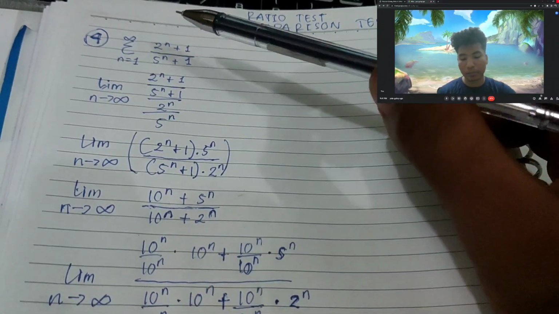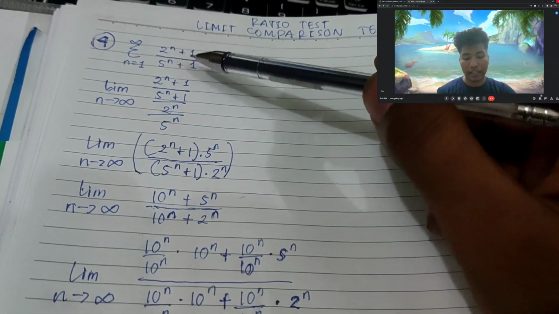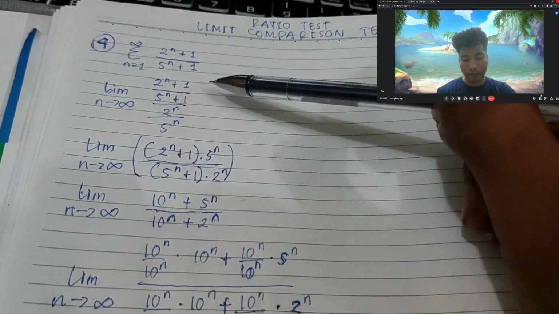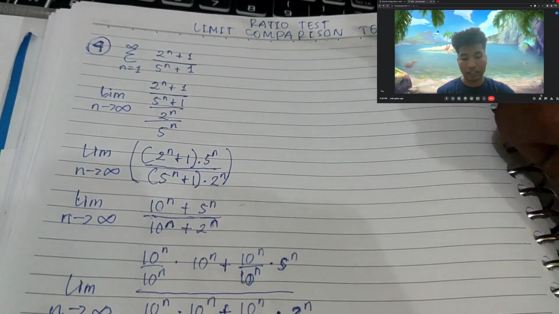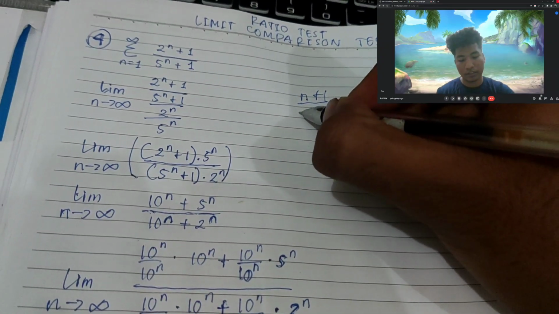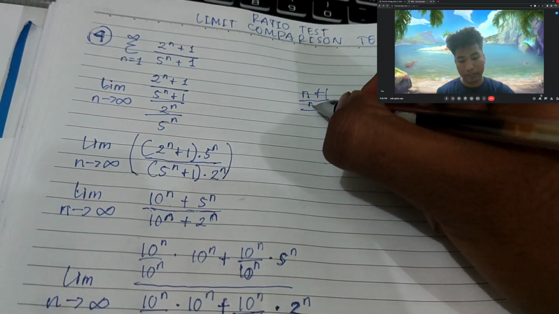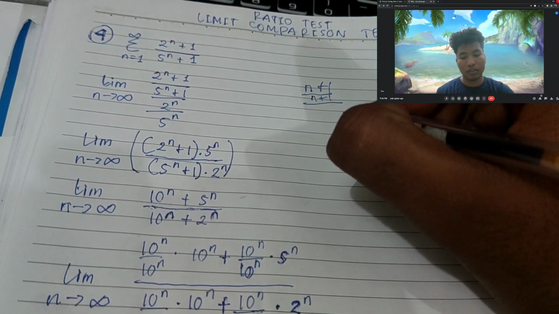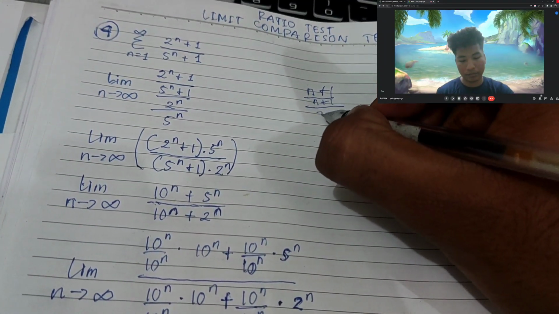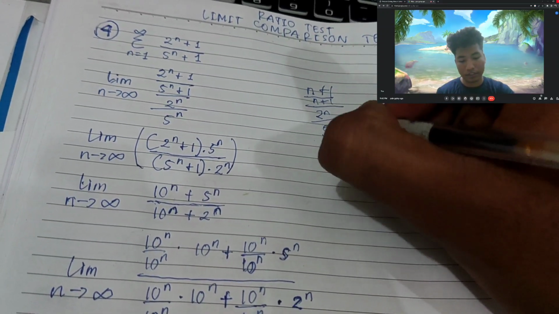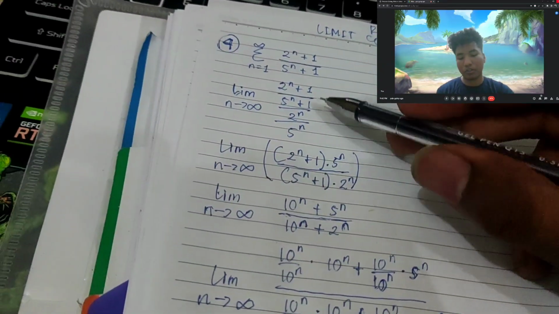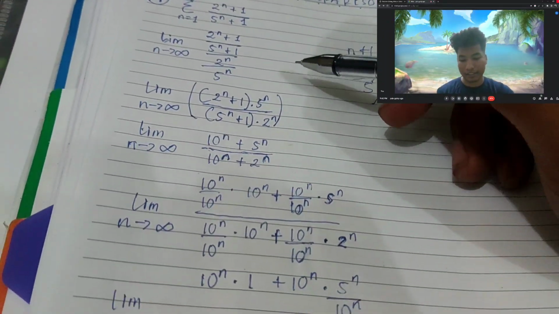That's why we're going to have the limit as n goes to infinity of 2 to the n plus 1 over 5 to the n plus 1, over 2 to the n over 5 to the n. This is the ratio test. In the ratio test, it means that every n becomes n plus 1 for the first numerator and denominator. But the second numerator and denominator are just left like this. It's according to the ratio test rules.